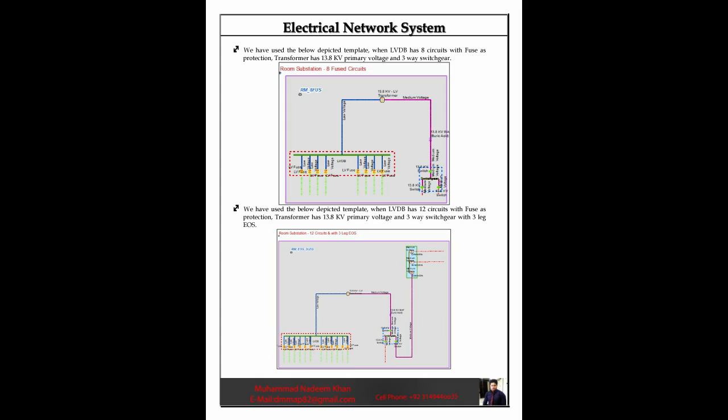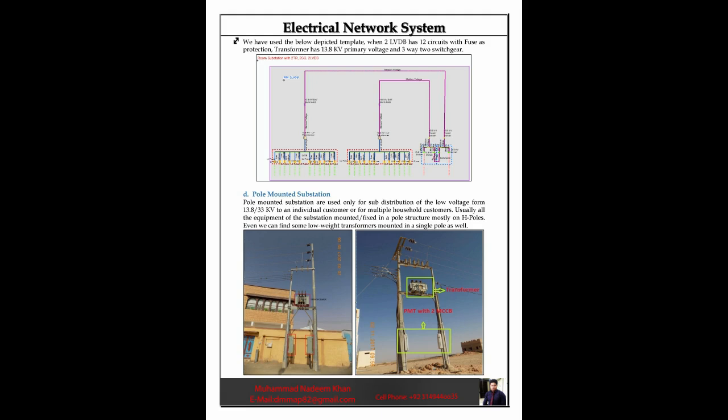We have used the below depicted template when LVDB has 12 circuits with fuse as protection. Transformer has 13.8 kV primary voltage and 3-way switchgear with 3-leg EOS. We have used the below depicted template when 2 LVDB has 12 circuits with fuse as protection. Transformer has 13.8 kV primary voltage and 3-way 2 switchgear.